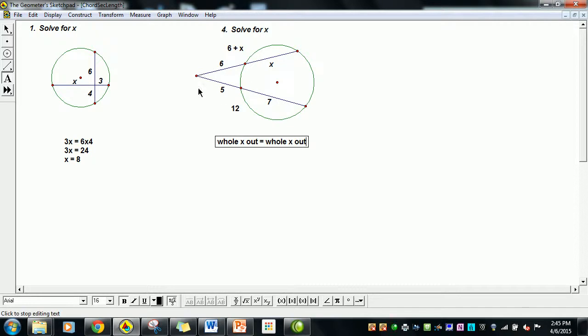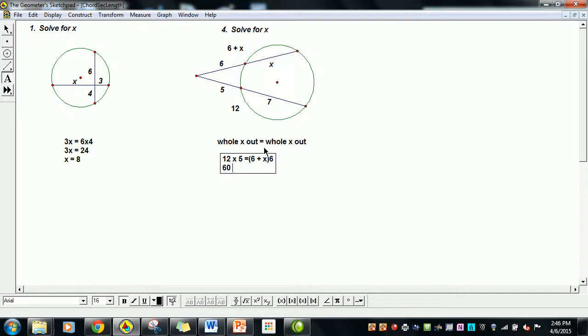And so I start on the bottom, so I'm going to get the whole, which is 12, times the out, which is 5. So 12 times 5. That's the whole bottom secant times the outside length, which is going to be equal to the whole top secant, which is 6 plus x, times the outside piece, which is 6. Notice I have the quantity 6 plus x, the whole thing, times 6, the outside piece. So now I'm just going to solve this.